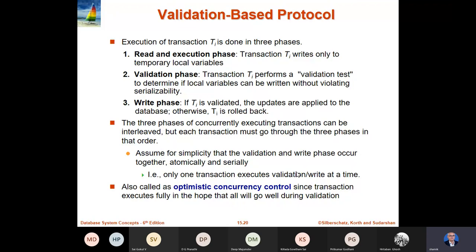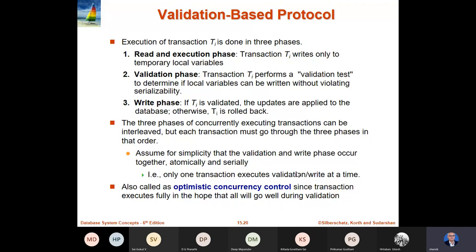So this is also called optimistic concurrency control, since the transaction keeps on executing fully in the hope that all will go well during validation. The basic underlying reasoning is that most of the transactions which are occurring concurrently, as long as they are actually updating different data items, there is no issue of loss of serializability. As we know, serializability is about conflicting instructions of read Q and write Q on the same data item Q. So if they are working on different data items Q1 and Q2, there is not going to be any form of issue with concurrency.